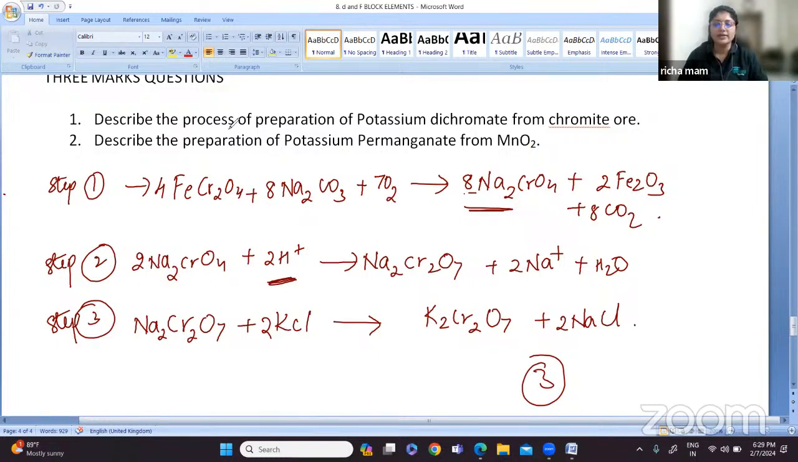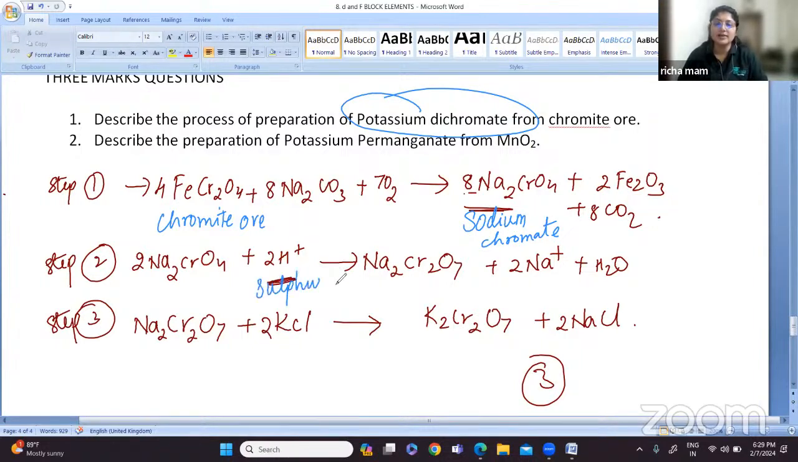Okay, fine. So how is this process? We are taking it once more, we'll revise. So we are treating chromite ore with sodium carbonate and we are passing oxygen. What we get is sodium chromate. This sodium chromate is further treated with sulfuric acid, and we are converting it into sodium dichromate.